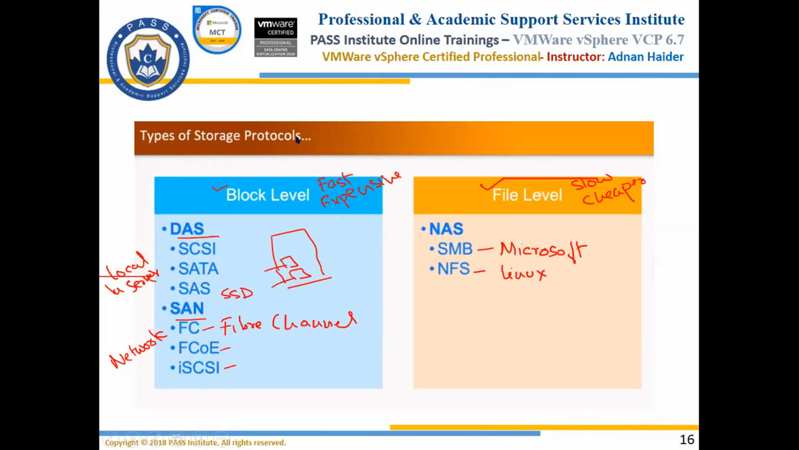So types of storage protocols: number one, block level storage and file level storage. This is just file sharing technology. It is always slower than the block level storage. Block level storage has two types: DAS, which is the direct attached storage; SAN, storage area network; and NAS, network attached storage. So in general, you can just remember block level and file level. Block level is faster and file level is slower.